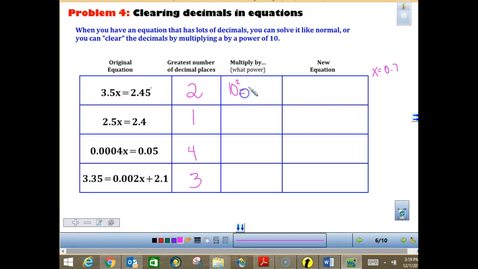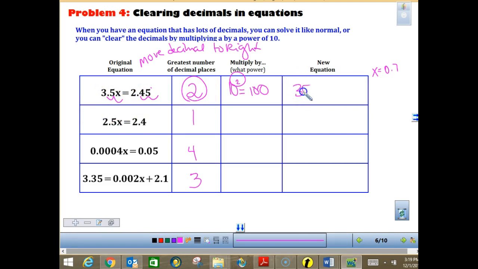What is 10 to the second? 100. It is not 20. It's a 100, right? Now, it really means move the decimal to the right. How many places? Whatever this power is. So you're going to move each one over 2 places. Please do that and write our new equation.